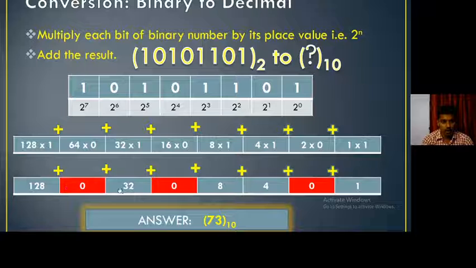So now 128 plus 0 plus 32 plus 0 plus 8 plus 4 plus 1, that we will get the value of 173. Sorry, it should be more than 73, OK. 128 plus 32 is 160, plus 8 is 168, plus 4 is 172, plus 1 is 173. OK, 173, sorry.